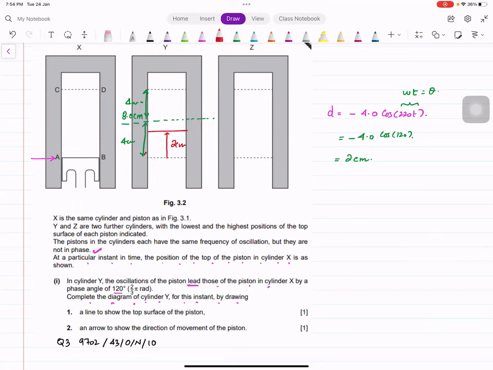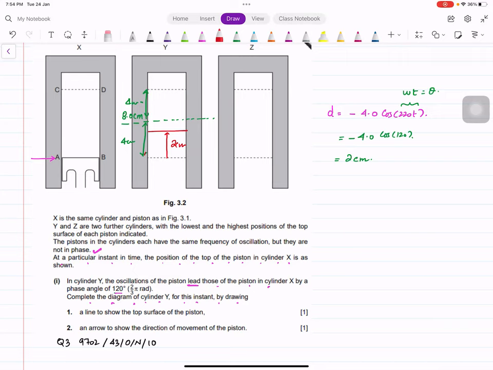Yes, Manik. You are getting 2 different values when you put 2/3 pi and when you put 1. If you put 2/3 pi rad, you have to turn it into radians. I tried it on the calculator just now. Yeah, in radians, you have to use pi. Then draw an arrow to show the direction of movement of the piston.